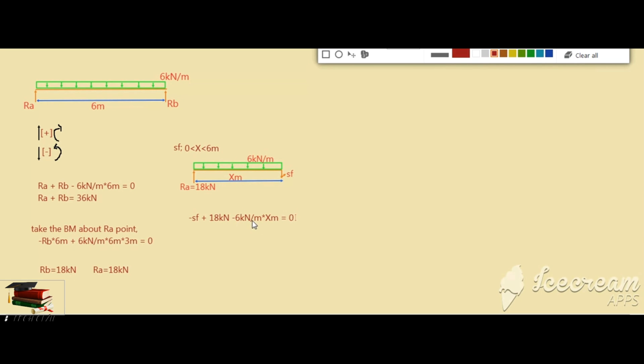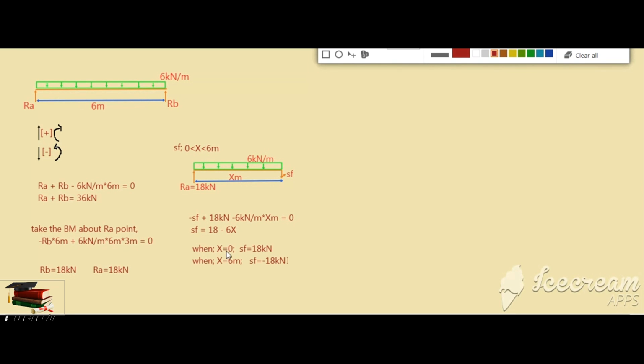Here 6 kilonewton per meter into x meter. The selected beam section I have marked x meter, so we know that this is the UDL. We want to convert it into load, so we know that this is kilonewton per meter. I multiply by x meter, so this is converted into kilonewton. I have gained an expression for the shear force with x, so I can substitute x as 0 and 6, and I can get a value for the shear force.